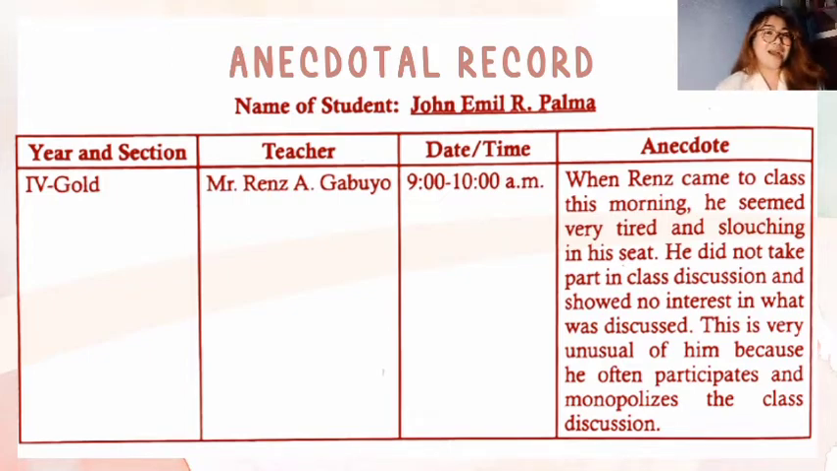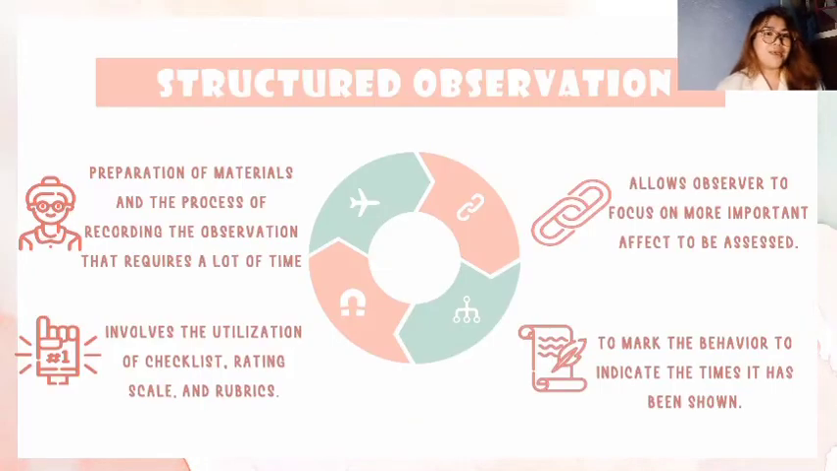We can see that anecdotal record can be utilized by the teacher, of course, when using unstructured observation type. It is a description of students' behavior or a report of observational behavior incidents. Then we have the structured observation. It is another way of assessing the effective traits of students.